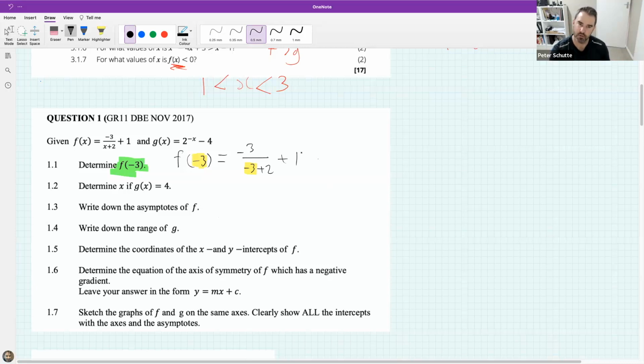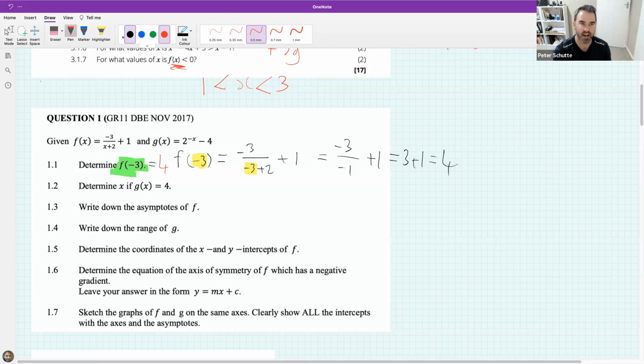So I think what I'm going to have to do is say this is minus 3, and then minus 3 plus 2 is minus 1. I have to do a little bit more algebra here. Minus 3 over minus 1 is plus 3 plus 1, which is 4. So the f of minus 3 is 4. Okay, before we move on to the next one, so the correct answer is 4.